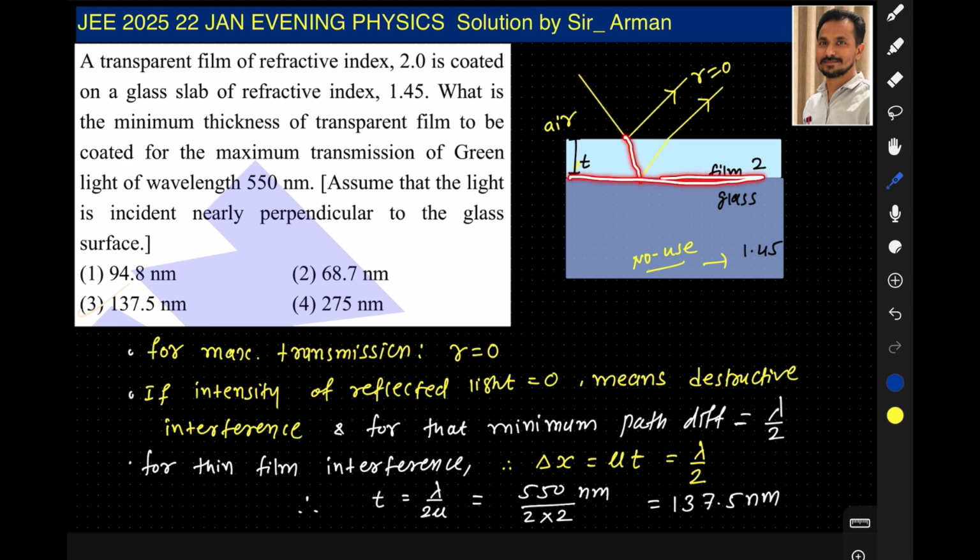Now here at the interface what will happen? An internal reflection will take place. A part of the light will reflect back, and a part of light will transmit.